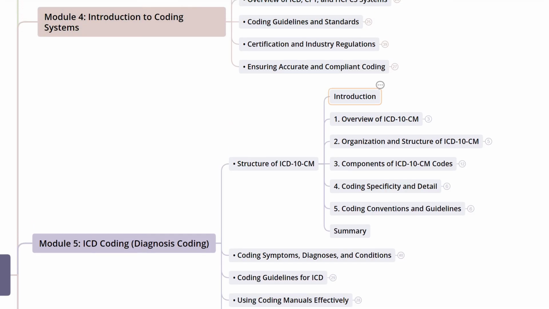The ICD-10 CM, also referred to as International Classification of Diseases, 10th Revision, Clinical Modification, is a diagnostic coding system used to classify and code various health conditions and diseases. Understanding its structure is fundamental for accurate diagnosis coding. This module explores the organization, components, and logical framework of ICD-10 CM.